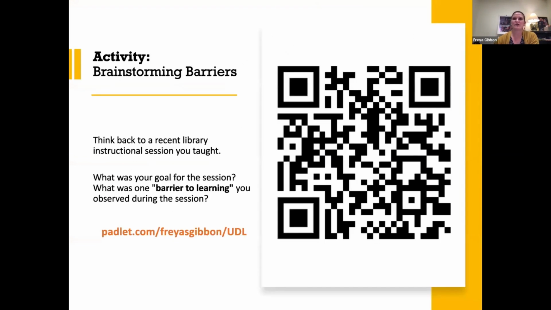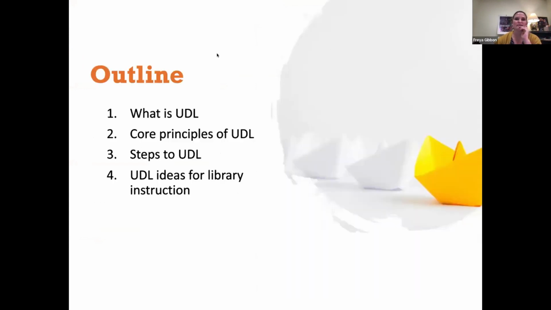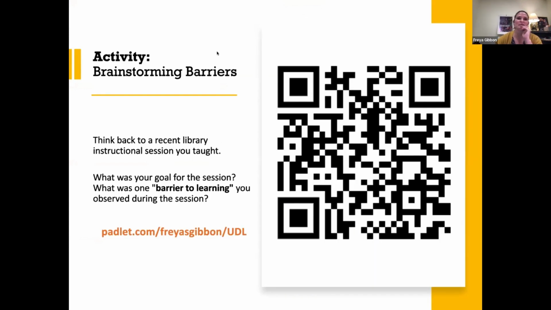I wanted to start with a little brainstorming activity in Padlets, and I will drop that Padlet link in the chat. What I'm going to ask you all to do is to think about a recent library instructional session that you taught, maybe your goals for that session, and then a barrier to learning as a way to kick off our UDL thinking on information literacy instruction.